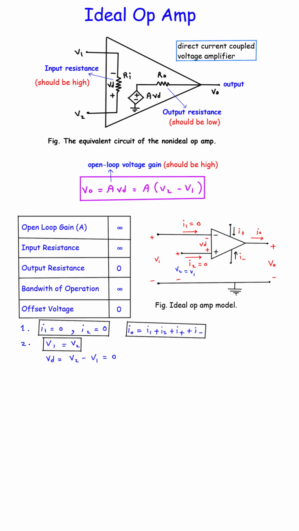Finally, the table summarizes the key properties of an ideal op-amp: infinite open-loop gain, infinite input resistance, zero output resistance, infinite bandwidth, and zero offset voltage. These ideal conditions make analysis and design of amplifier circuits much easier, even though real-world op-amps can only come close to these ideal values.